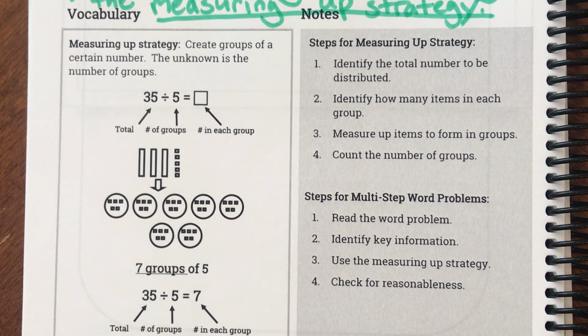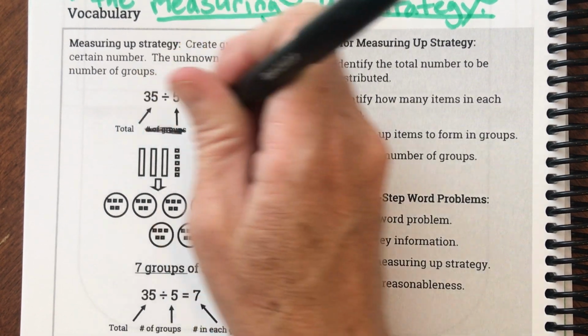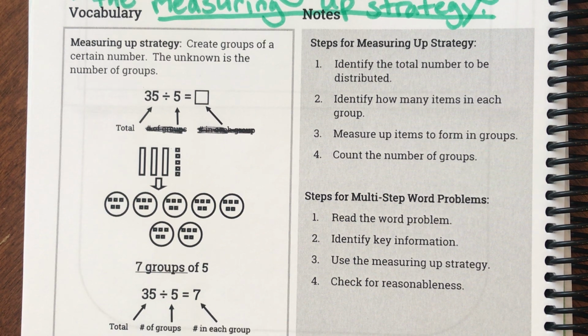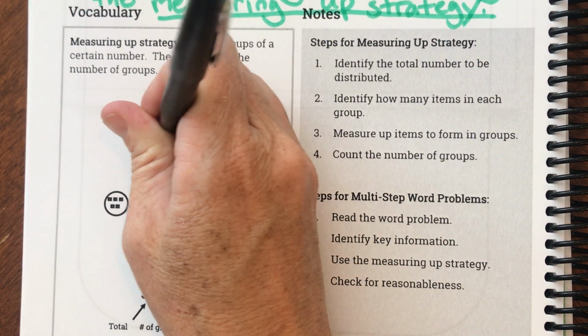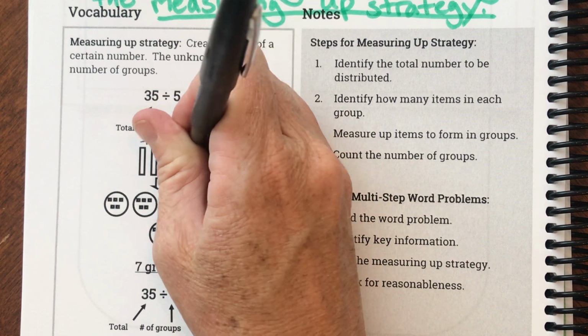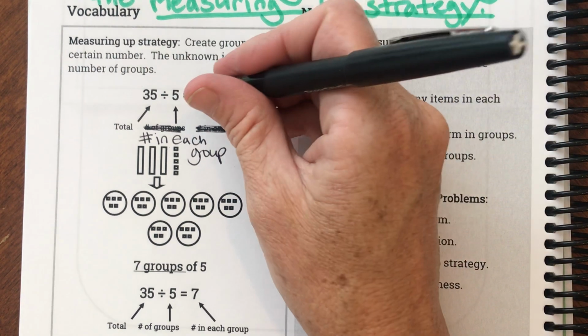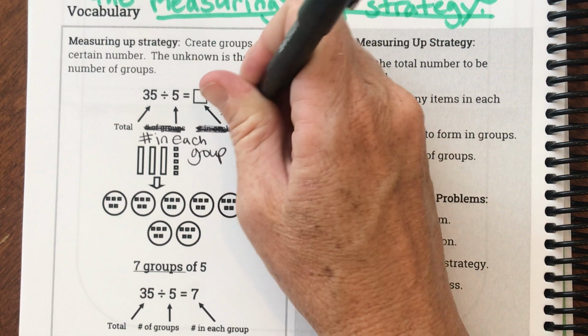Okay, so friends, I'm not going to use a green pen because I want to be really clear. I'm going to cross this off. I want you to cross this off with me. What the measuring up strategy is: you have a total, you don't know the number of groups, you know the number in each group. And then your quotient, or your unknown, is the number of groups.